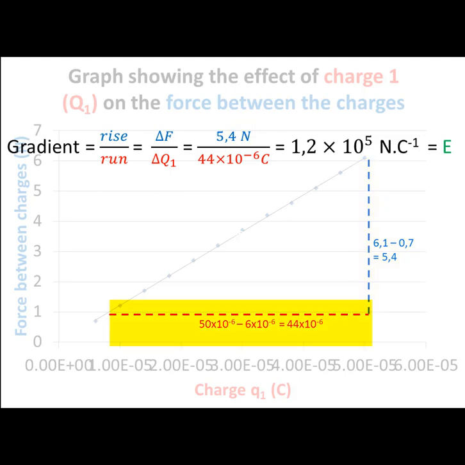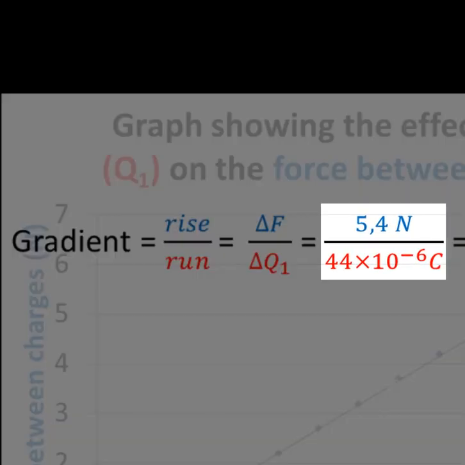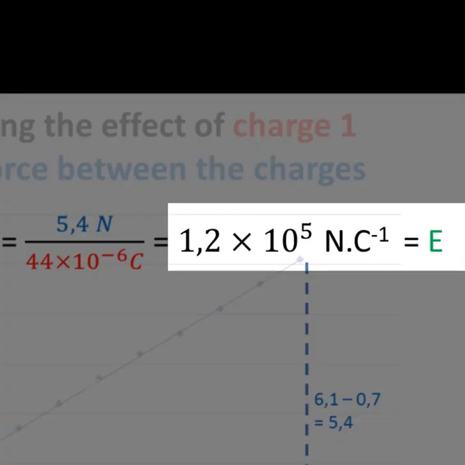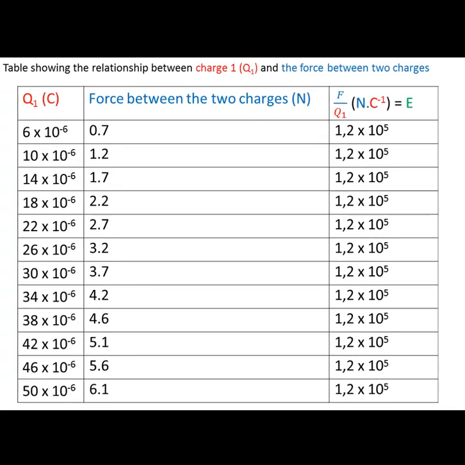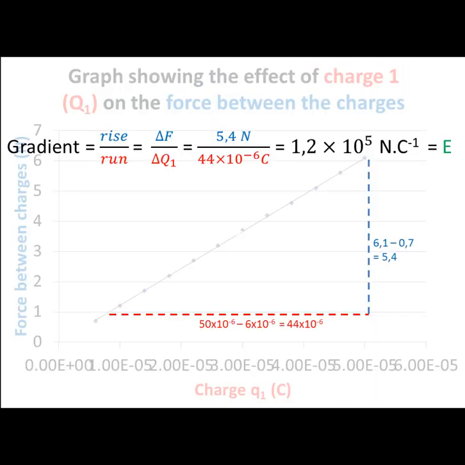The run is 50 times 10 to the power minus 6, which was the strongest charge magnitude for Q1 that we used in this data, minus 6 times 10 to the power minus 6, which was the lowest value of Q1 that we had in this data. The difference between those two values is 44 times 10 to the power minus 6 coulombs. 5,4 newtons per 44 times 10 to the power minus 6 coulombs is equal to 1,2 times 10 to the power 5 newtons per coulomb. It's the same value that we got in our table. So the gradient of the graph of force against the charge of Q1, as long as Q2 is controlled, gives us the electric field strength that Q2 exerts on Q1.